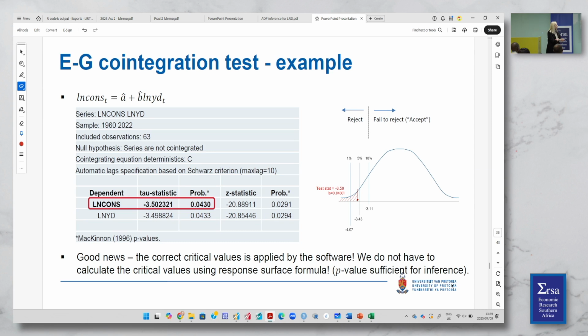So there's the idea that the p-value is literally enough to know that we are in the rejection region. It actually shows us exactly that we reject at the 4%, 4.3%.